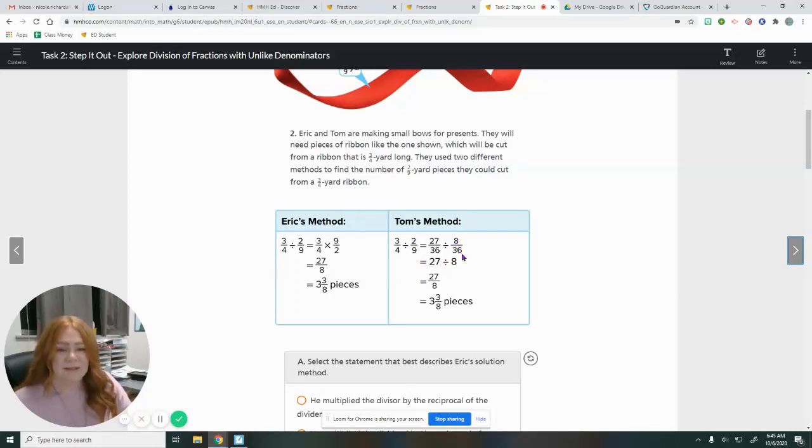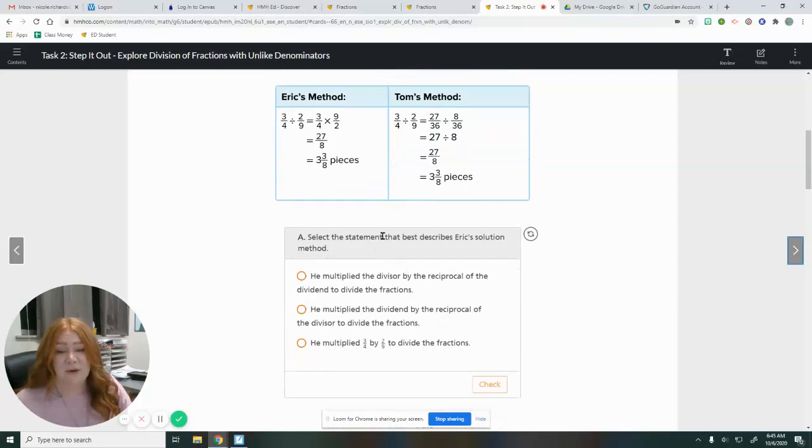So these bottom numbers cancel out. 36 divided by 36 is 1. So that's gone now. So 27 divided by 8 is not a great number, but it makes a fraction, 27 out of 8, which is what we ended up with here. So then it goes in there 3 times and 3/8 left over. So if you like Tom's method of making common denominators and canceling out the denominators to make a new problem, that's great. You can use that. So you can choose either way that you like.